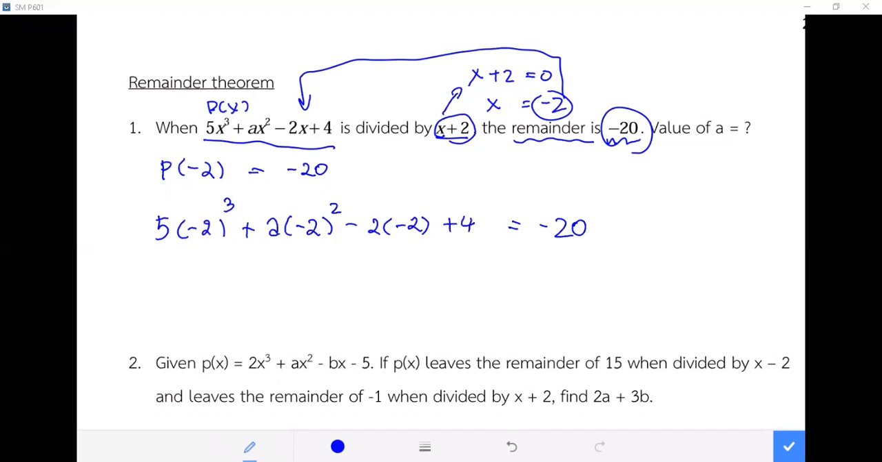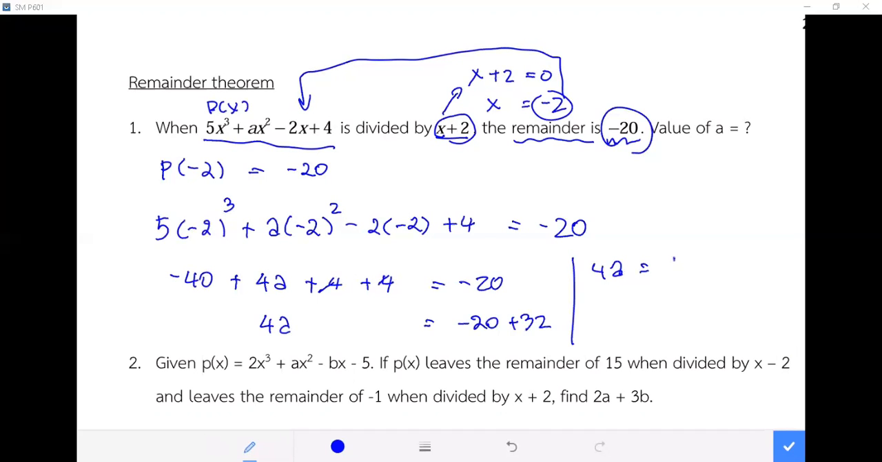So let's do this one. Negative 2 cubed is negative 8. Negative 8 times 5 is negative 40, and then plus negative 2 squared is 4a, plus 4, and it's negative 20. So you want to find your a. I think 4a is going to be negative 32, so moving it over, it would be plus 32. So 4a is 12, so a is 3. Very easy. My exam is not hard, but there are many questions that you have to do.